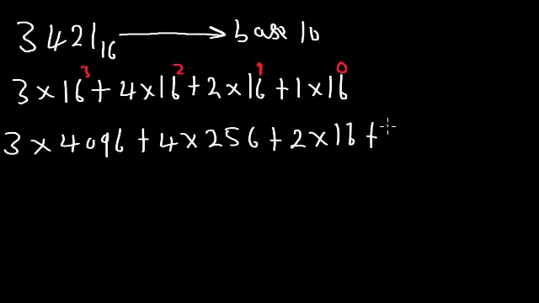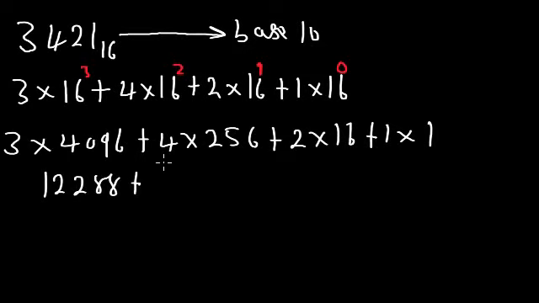I believe you know that anything raised to the power of 1 is still that thing. But for this case, the case is different. 16 raised to the power of 0 will result in 1. So finally, I'm just going to multiply 3 times 4,096. That results in 12,288.